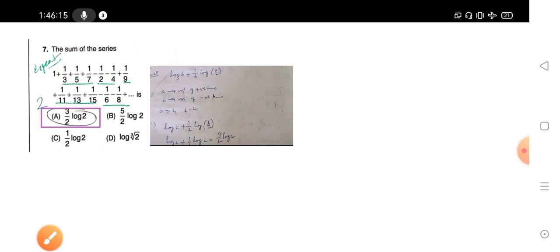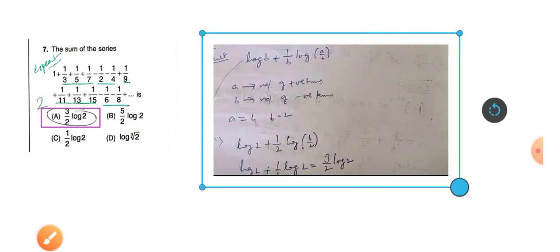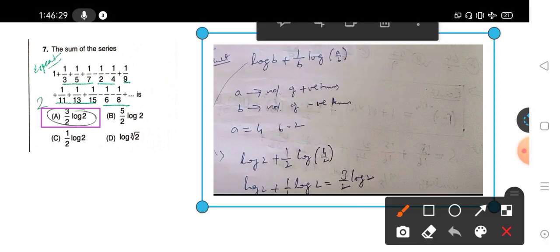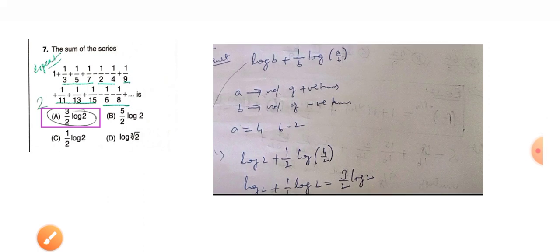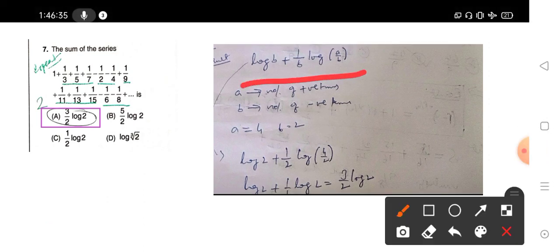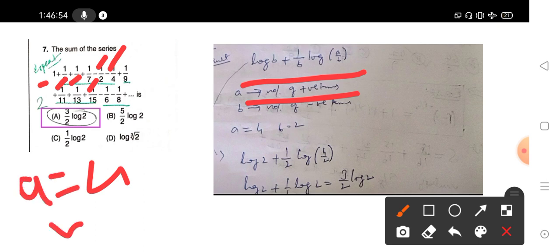Next question: the sum of the series 1 plus 1 upon 3 plus 1 upon 5 plus 1 upon 7. Here 4 options are given. Now check, here is one formula: log root of ab plus 1 upon 2b log of a by b. Here a is the number of positive terms, here 1, 2, 3, 4, so 4 positive terms, and the number of negative terms equals b, here 2. So a equals 4, b equals 2.